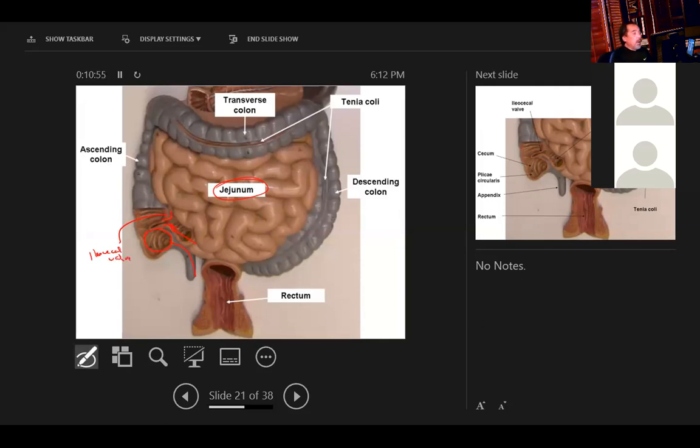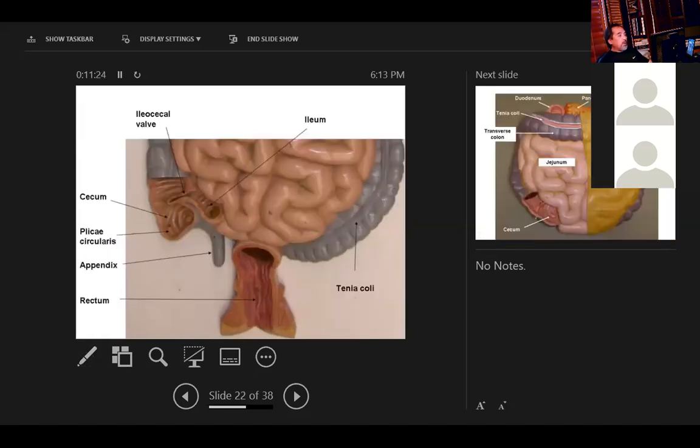Okay, and then from there it becomes your ascending colon, and then this part here we call the hepatic flexure, and then it goes to the transverse colon. And then this part here is going to be the splenic flexure at the corner, and then it goes to the descending colon, and then you have the sigmoid and the rectum. Okay, and the thickening here of the longitudinal muscle is called your taenia coli. You only see it in your large intestinal tract.